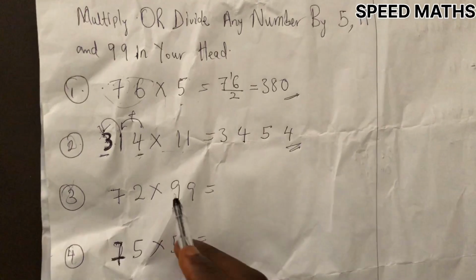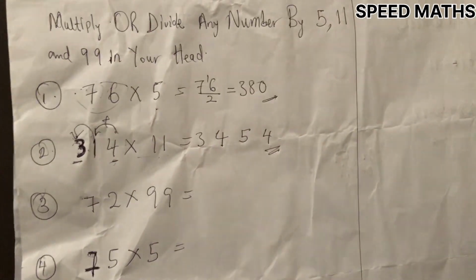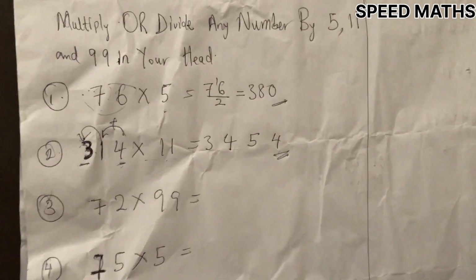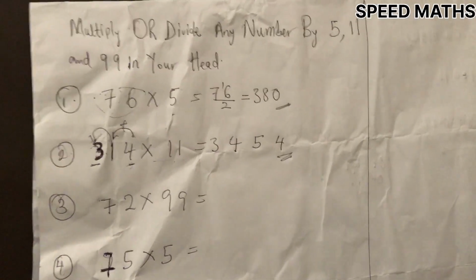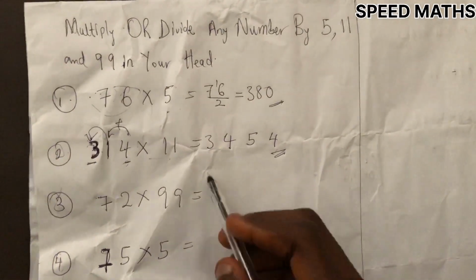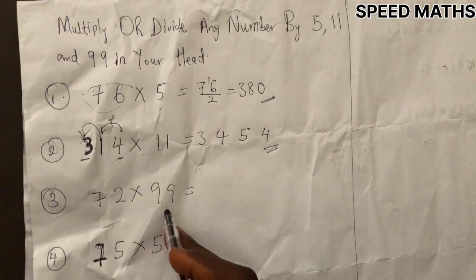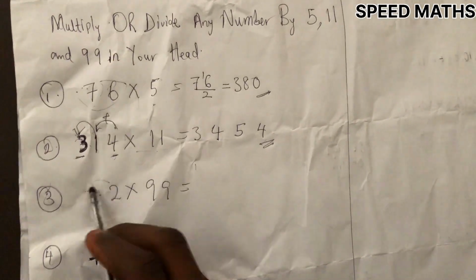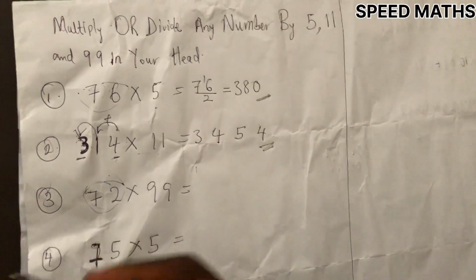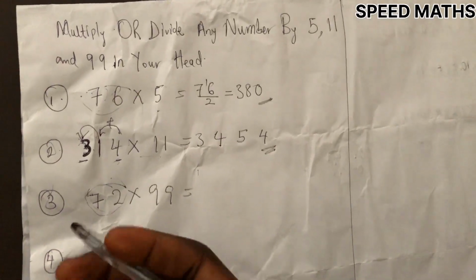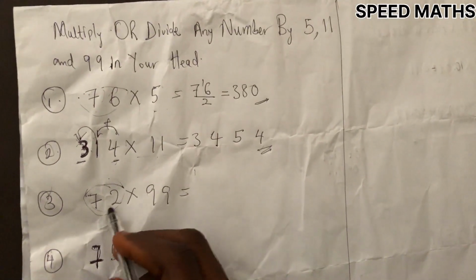72 multiplied by 99. Sorry that my book is rough. Just want to make sure I explain this to you guys swiftly. So 72 multiplied by 99. How do you do this? To multiply any number by 99 is as simple as this. That number, especially 2 digits to be precise, by 99, just minus 1.